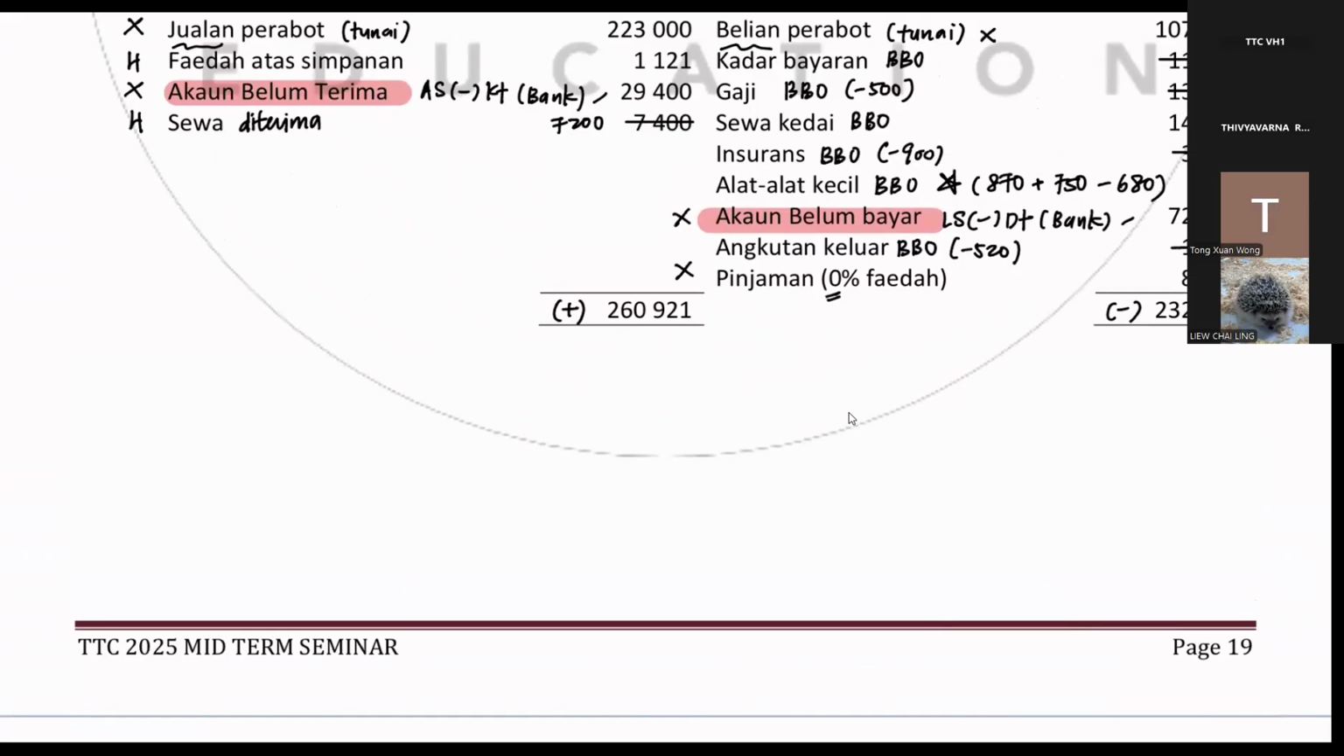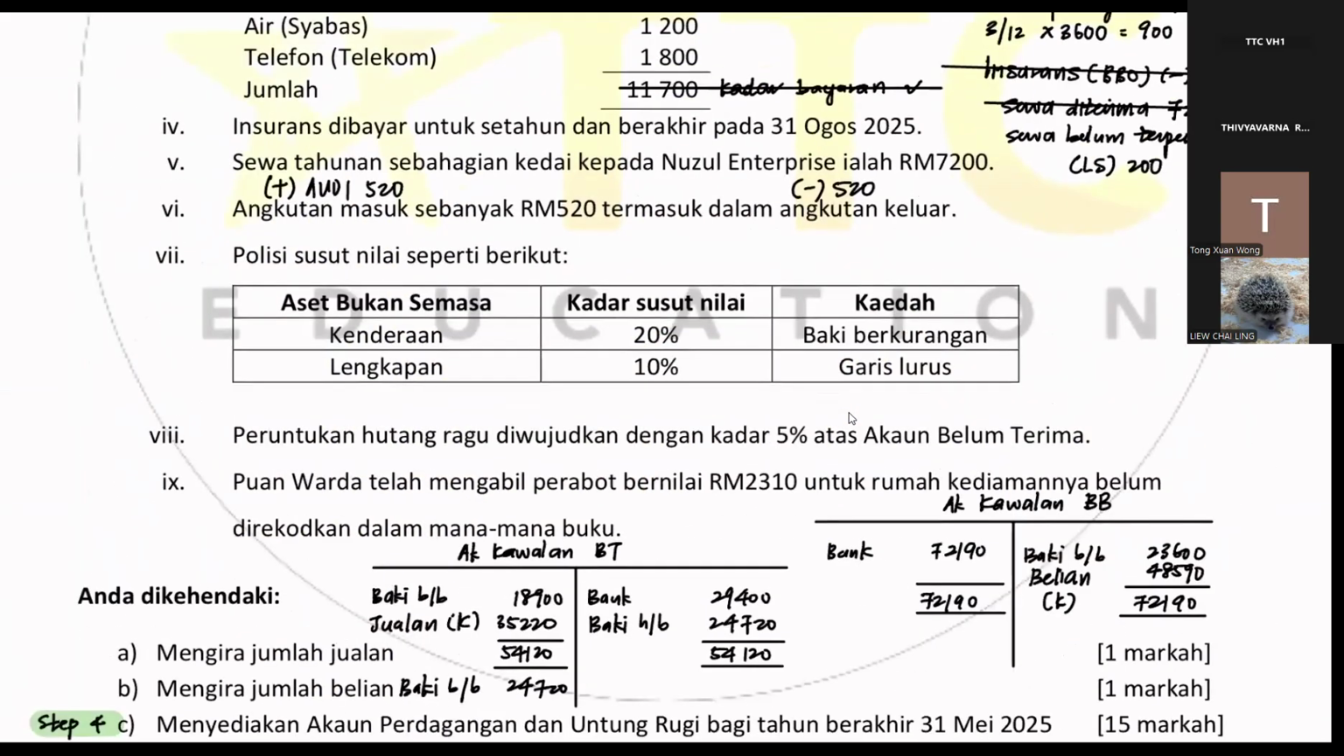Then you will get 850. Done here. The update in maklumat tambahan. This one done. No action needed anymore. Only need to record Audi angkutan masuk 520.